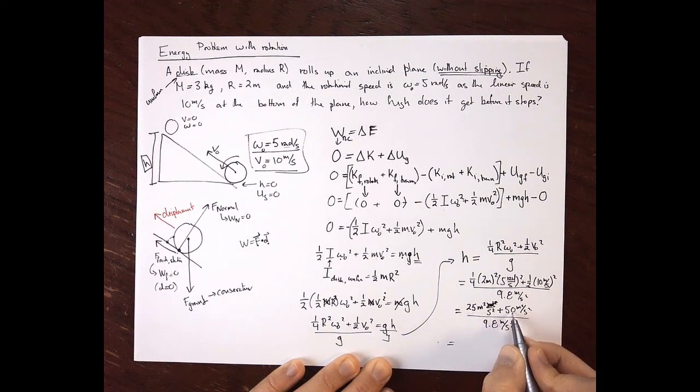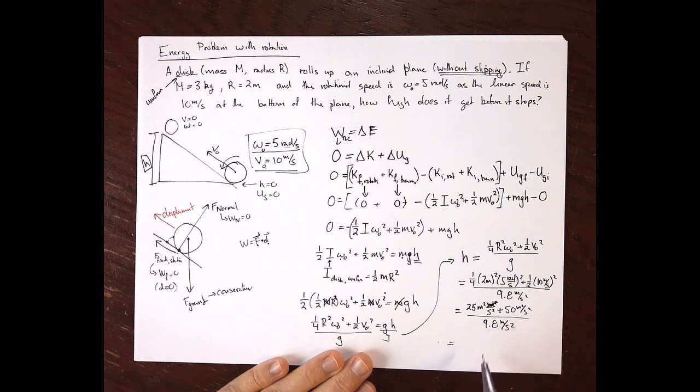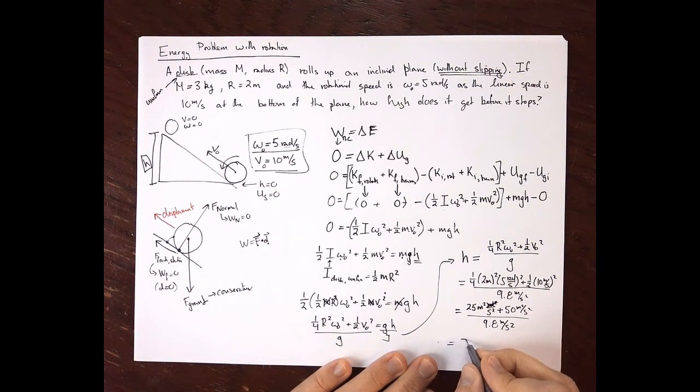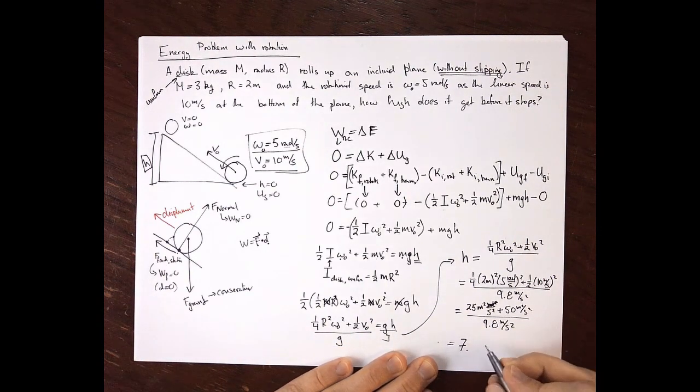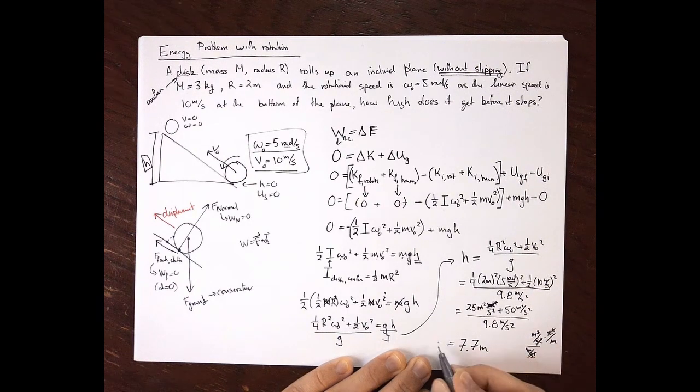And 25 plus 50, that's 75. 75 over 9.8, that's going to be a bit over 7.5, and it is 7.7. And then we get meters squared over seconds squared over meters per second squared. And that's the same as multiplying by the inverse, so seconds squared over meters. The seconds cancel, one of the meters cancels, and we get a height in meters, which is what we're expecting.